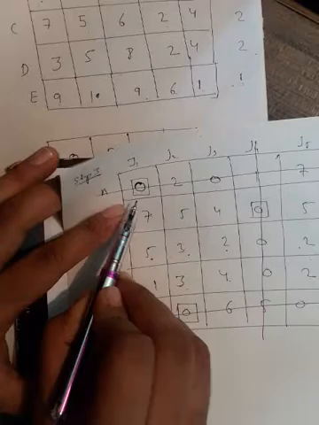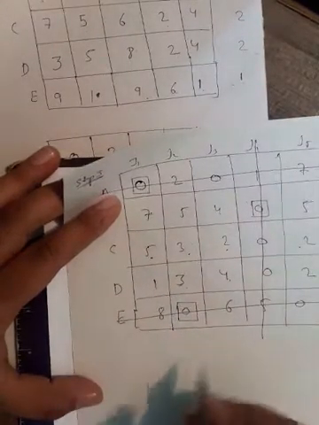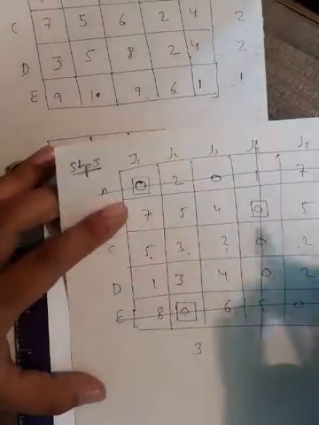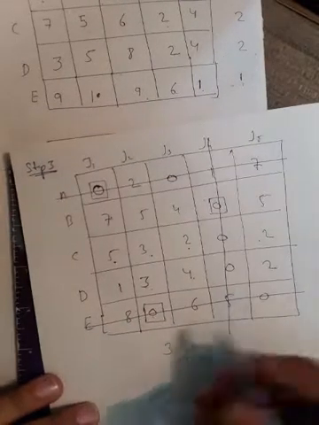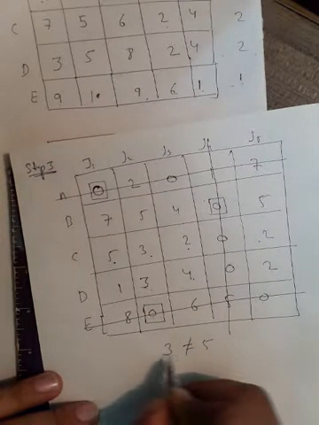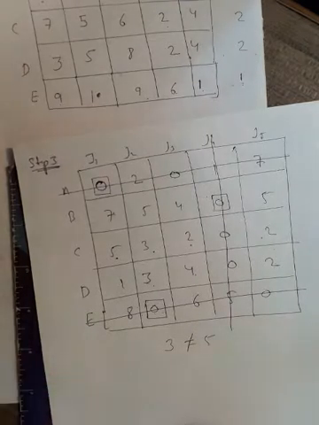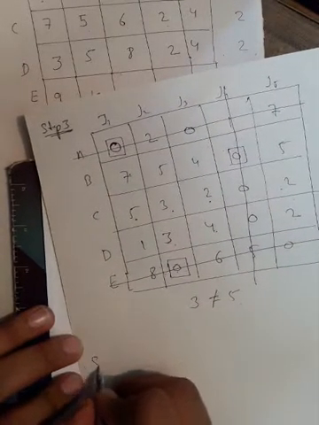Okay, now from here you will see the number of allocated values is 1, 2 and 3, but the number of rows or number of columns is 5. Since it is not equal, optimization is not reached, so I have to go for step 4.